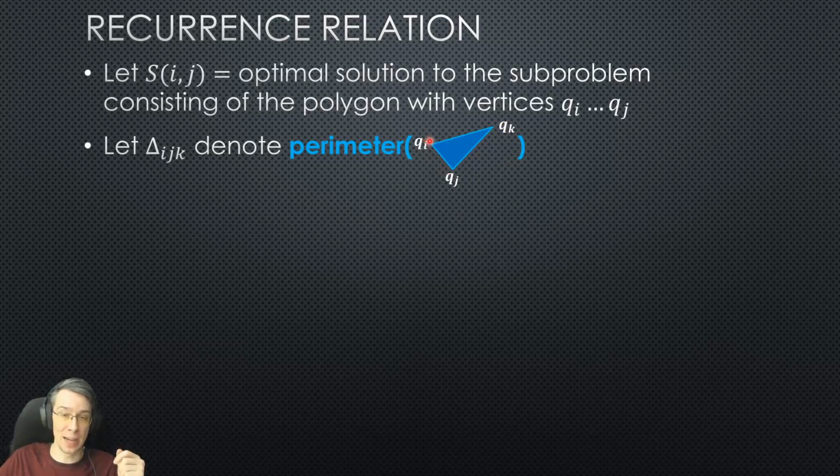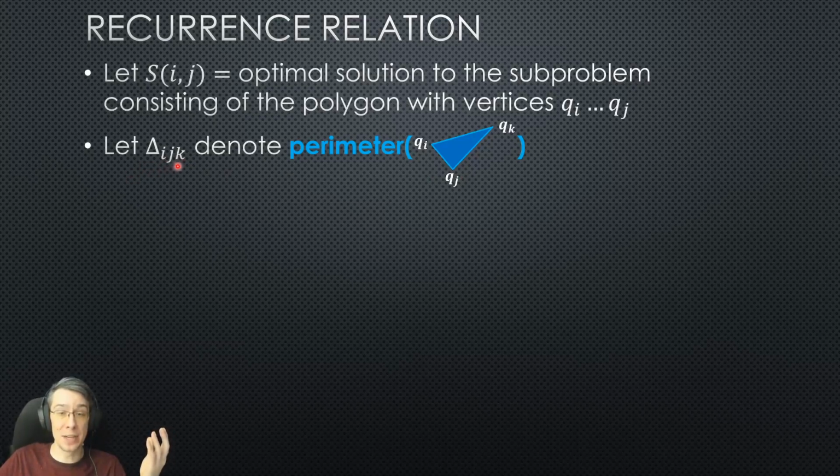It's the distance between i and j using the usual Euclidean distance formula, the square root of (qi dot x minus qj dot x) squared plus (qi dot y minus qj dot y) squared, et cetera. It's the usual two-dimensional distance formula, but I'm just going to write it down like this so we don't have big ugly expressions.